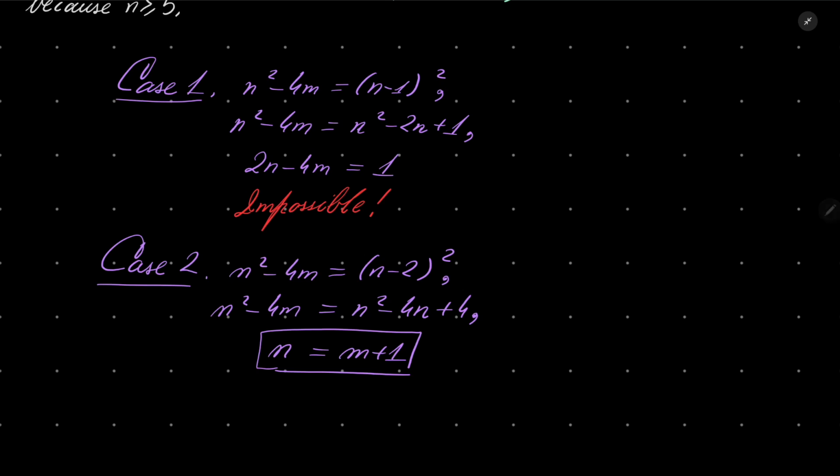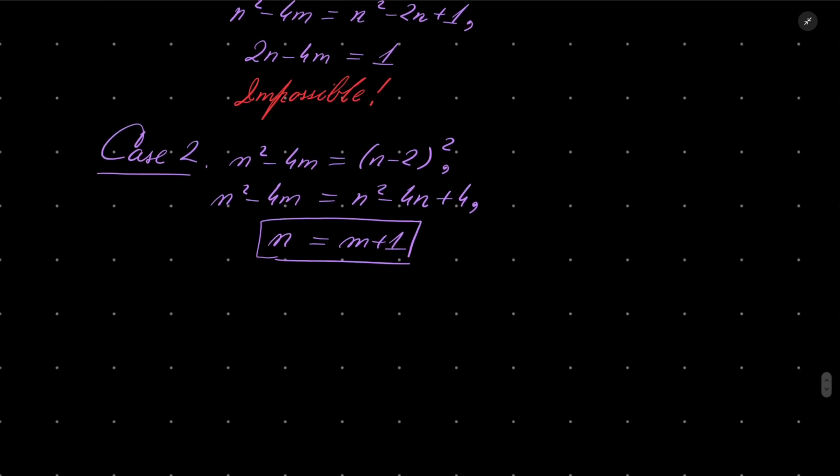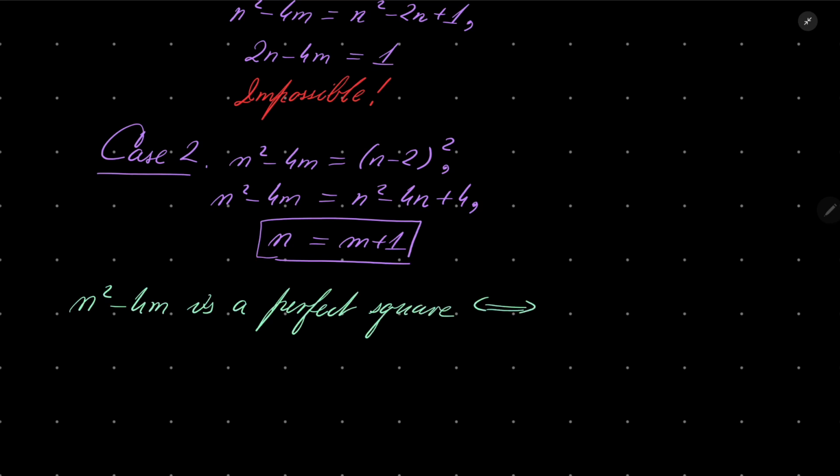Okay. So maybe let's write it explicitly that n squared minus 4m is a perfect square if and only if n equals m plus 1, provided that n is strictly greater than m.